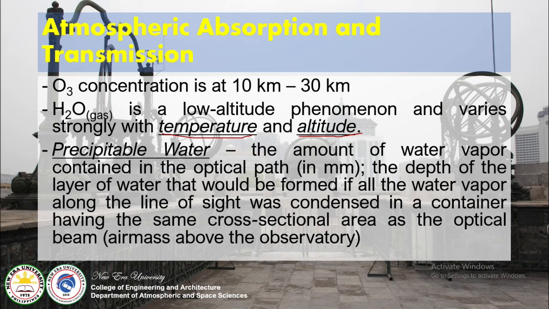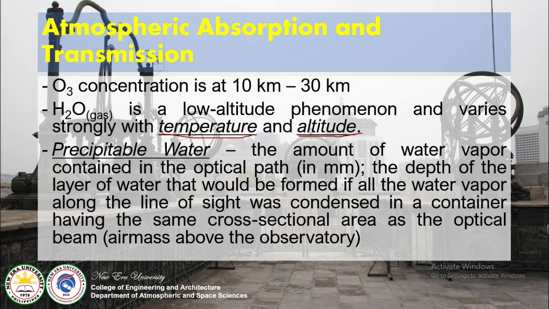in the optical path. Now, if we are going to measure this precipitable water, it is in millimeters. It is the depth of the layer of water that would be formed if all the water vapor along the line of sight was condensed in a container having the same cross-section area as the optical beam. Okay, so basically, we are determining the air mass above the observatory.